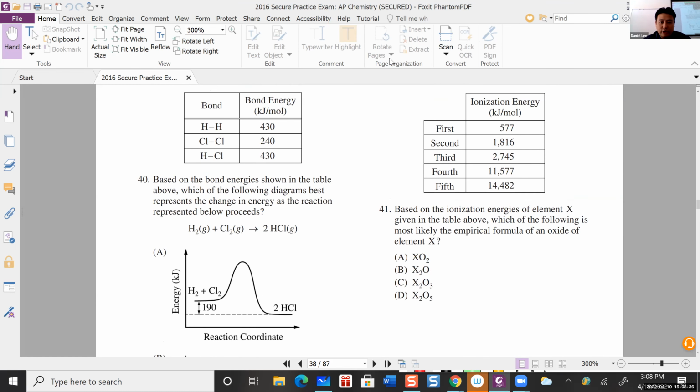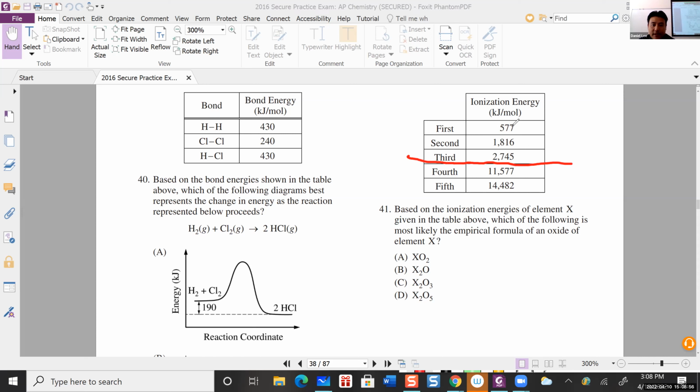Look at the ionization energy. You can figure out which group it is. Look for the big jump. So I see first to second is about 3 times, and then second to third, not a big jump. And then third to fourth, a big jump. So that's probably group 3.